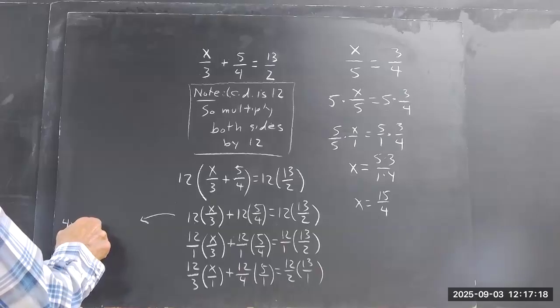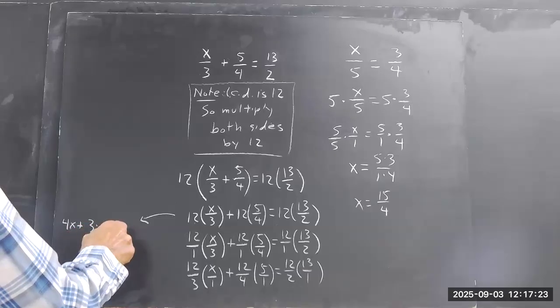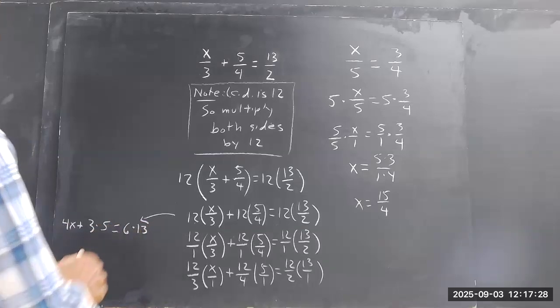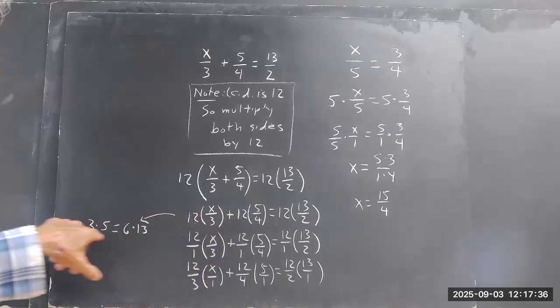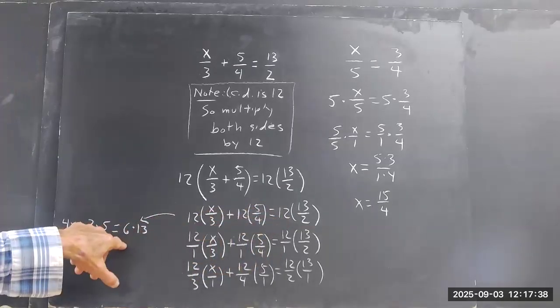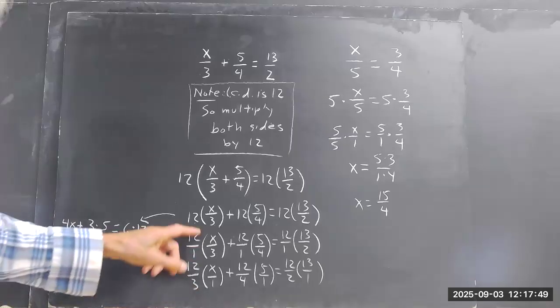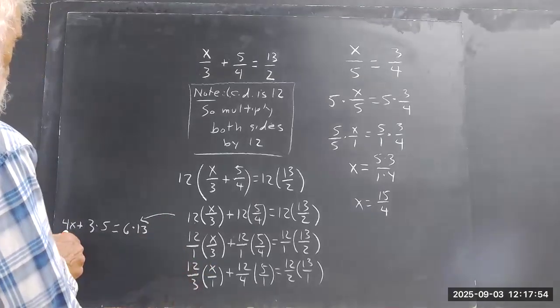plus 3 times 5 equals 6 times 13. And that's what I get if I just divide the 3 into the 12. The 4 into the 12 gives me 3. The 2 into the 12 gives me 6. Okay. Seems tedious to write out all the steps, but it gives you better insight. If you wrote out these steps, you would have the same thing because 12 over 3 is where that 4 comes from.